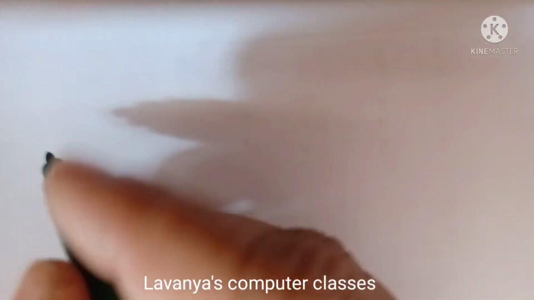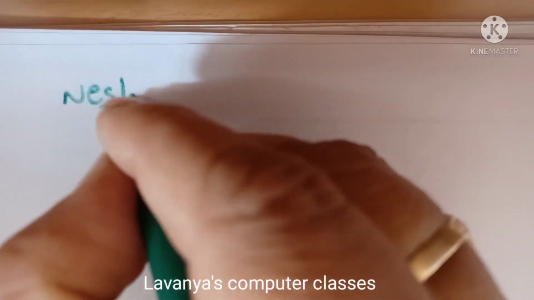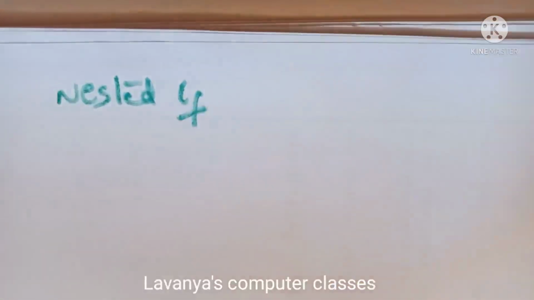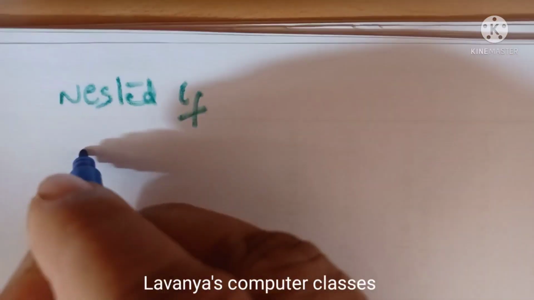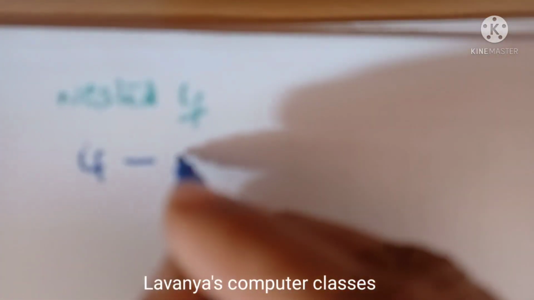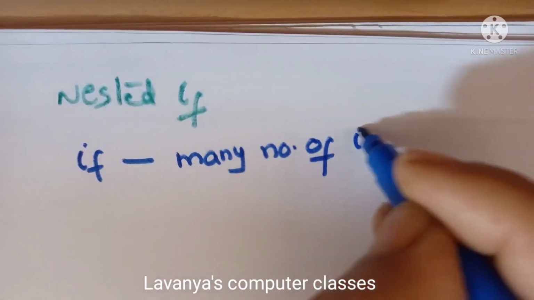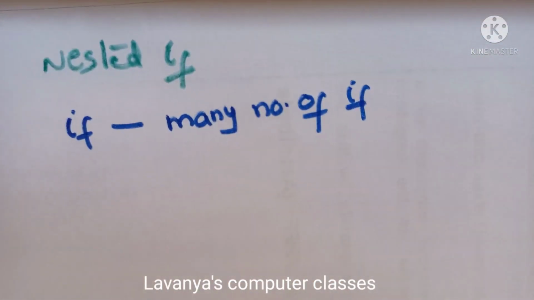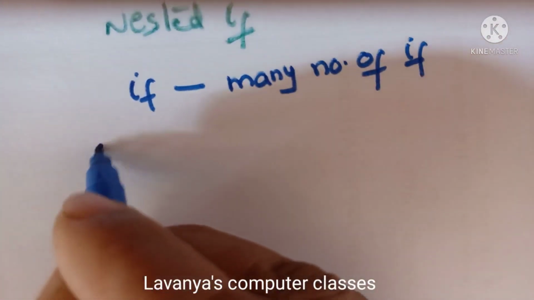Next, the third conditional statement is called the nested if statement. What is the meaning of nested? Nested means that if one if contains another if, it is known as a nested if statement. One if contains many if statements; that is called nested if. So what is the syntax of the nested if statement?